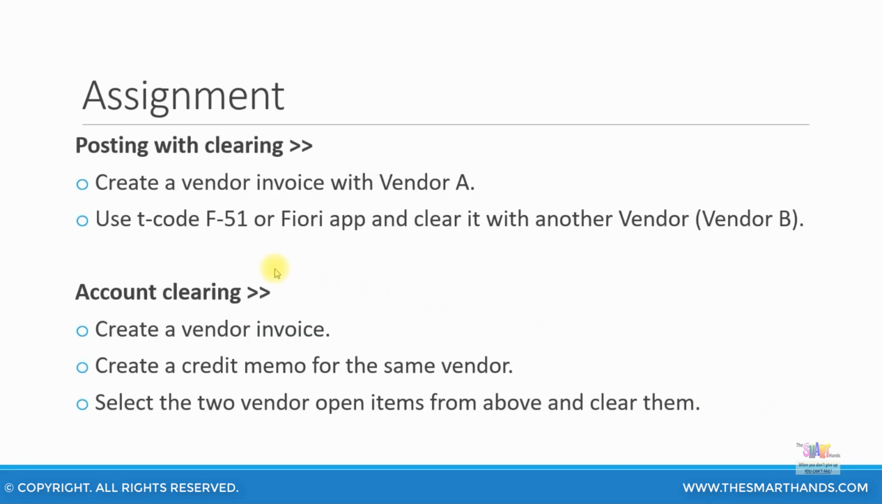So for your assignment, practice doing some posting with clearing. First create a vendor invoice, for example, with vendor A. Then you can use the T code F-51 or the posting with clearing Fiori app as well, and clear it with another vendor and see whether that first line, vendor A, which has the open item, gets cleared or not. So practice doing the posting with clearing transaction. Then proceed with the account clearing transaction. So create a vendor invoice and then create a credit memo and then try to clear both these line items as well. You can use the account clearing transaction. We saw the transaction code to use for that, or you can also use the relevant Fiori app.